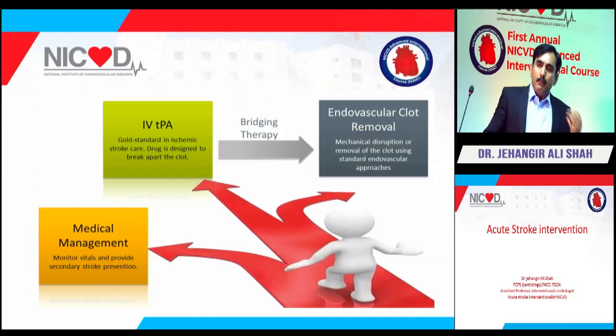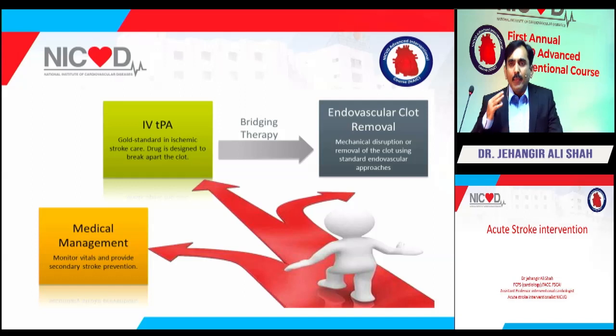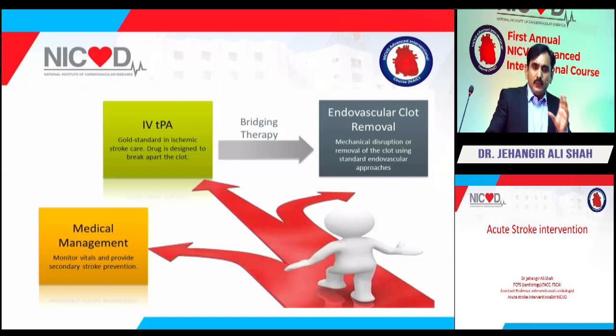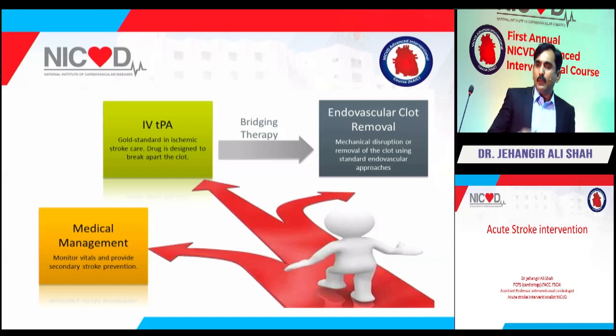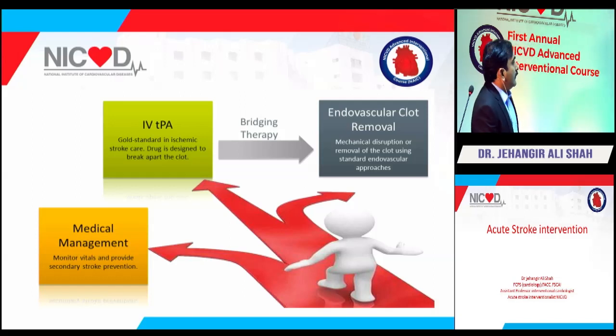If the patient presents within the window, you have two options: either intravenous TPA or mechanical thrombectomy. Intravenous TPA was started in 1994 or 95, but the window is very small. Initially it was 3 hours, later extended up to 4.5 hours. Most patients lose this window and present late. But the main thing is mechanical thrombectomy.